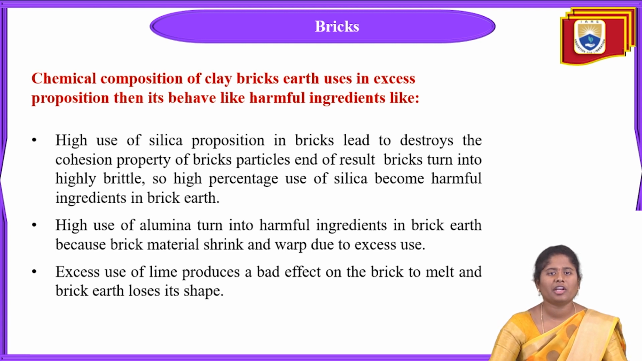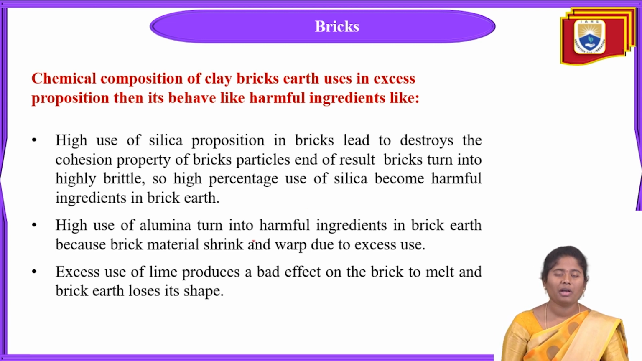The first ingredient is silica only, and if we add an excess amount of silica, it will destroy the cohesion property, which is nothing but the attraction of the materials. In bricks, the attraction of the materials will be there, and then there will be no shrinkage. That's why we normally add 50 to 60% silica for the manufacture of bricks. If you add excess, it will directly destroy the cohesion property of the bricks, and this will lead to highly brittle bricks. That's why we do not add an excess amount of silica.